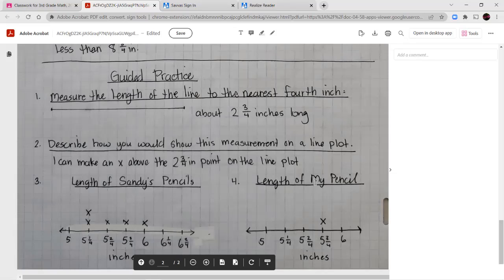I made a line plot to show the length of my pencil. My pencil measured 5 3/4 inches, so I placed a mark right above the 5 3/4 inches to show my pencil.